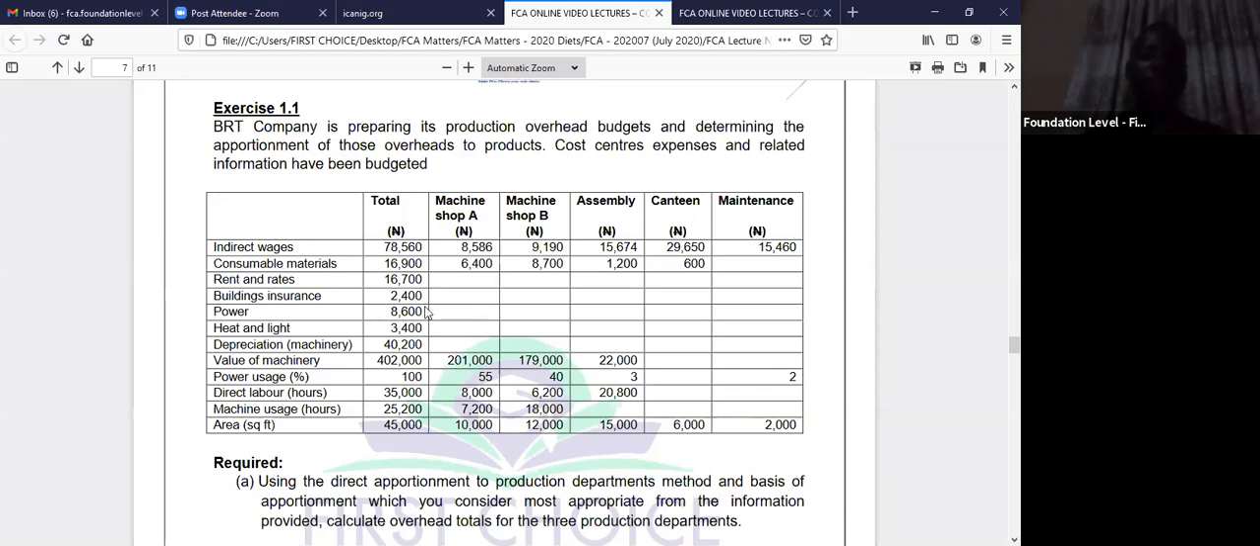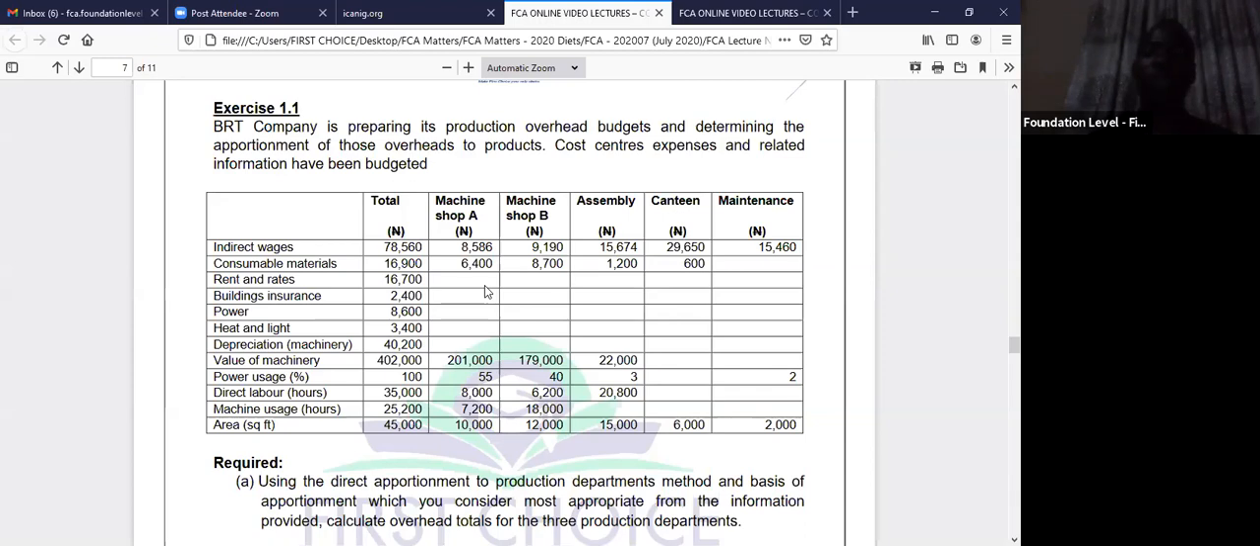But if you look at it very well, your indirect wages has been directly allocated to all departments. So also the consumable materials have been allocated to almost all departments. Maintenance does not have consumable materials. Now, rent and rates, building insurance, power, heat and lighting, and depreciation of machinery have not been allocated. So that means we need to apportion.